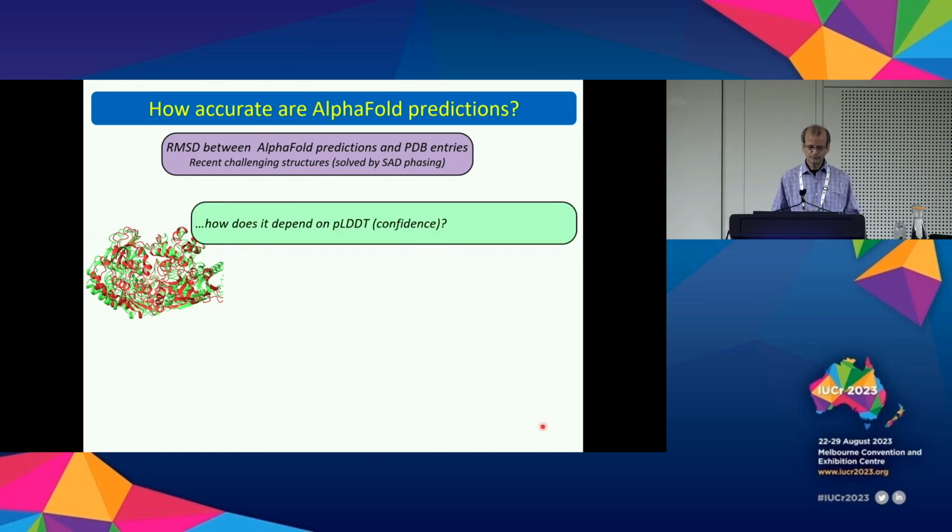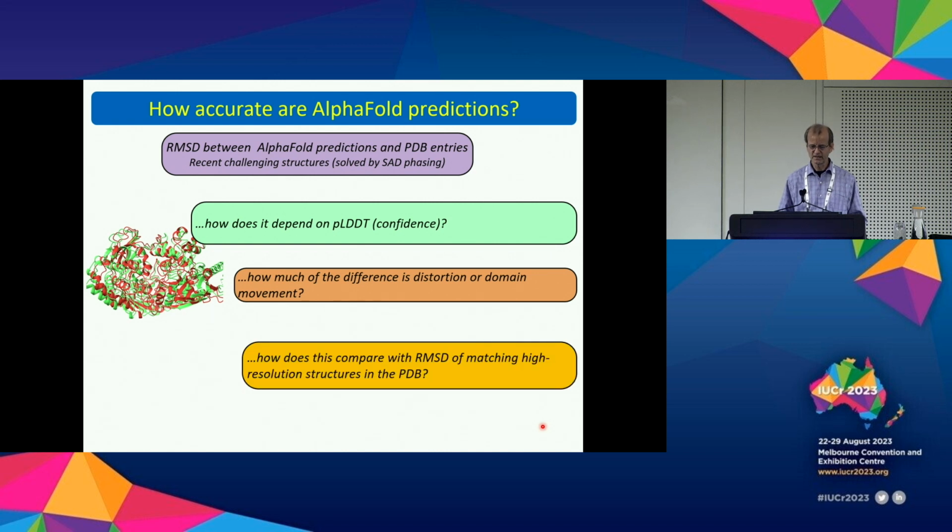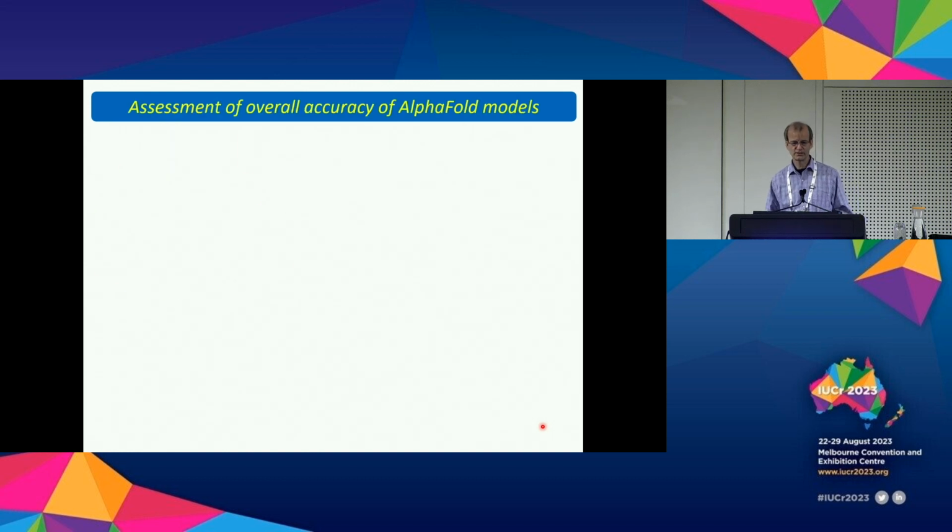So we want to know how the differences between AlphaFold models and deposited models depend on confidence, and how much of the difference, importantly, is going to be distortion that I've mentioned a few times, or domain movement, and how much of it is local actual differences where the structure really looks different. So we're going to try to look at those different things. And as I said, we're going to compare this with matching high-resolution structures from the PDB. Okay, so let's do this.